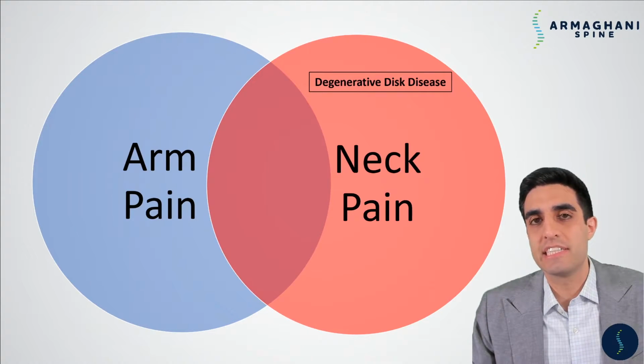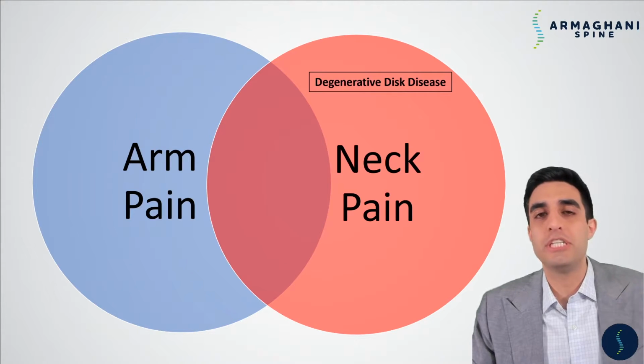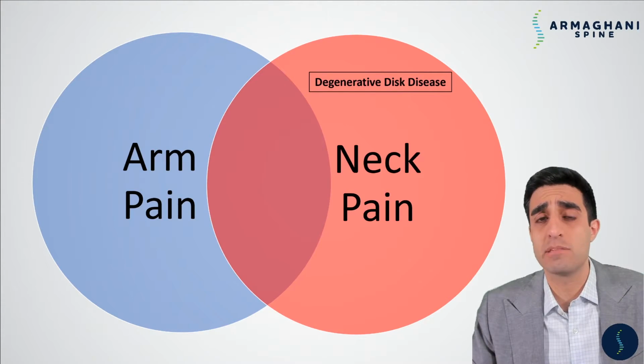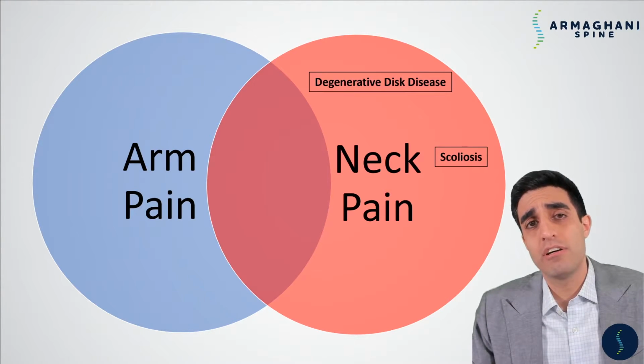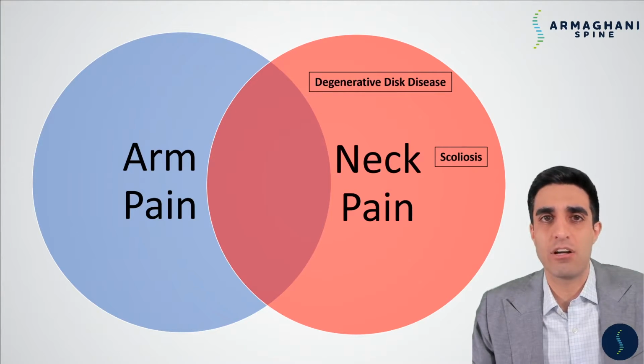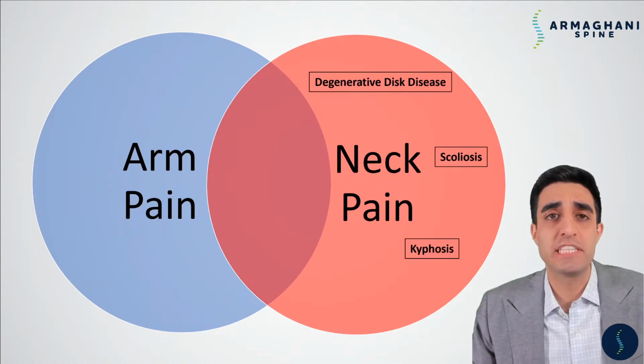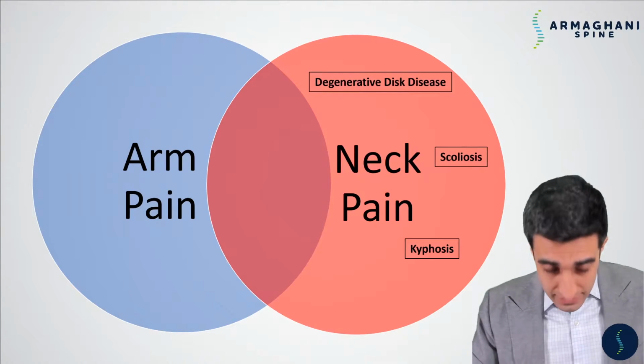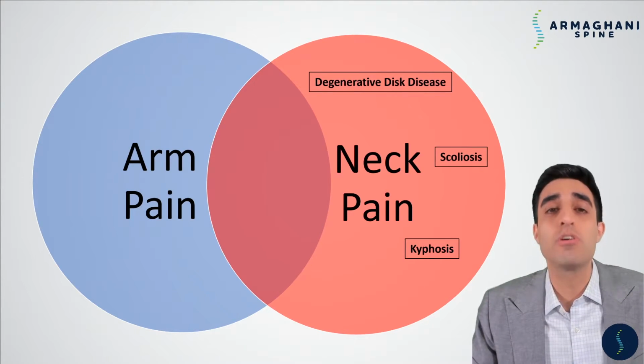Degenerative disc disease is something that can cause purely neck pain because of the normal age-appropriate degeneration of the discs, which can then cause bone spurs and arthritis in the back of the neck. Scoliosis is a curvature of the spine, which can cause muscular imbalances that can also cause exclusively neck pain. Kyphosis is a specific type of scoliosis where you have your chin falling down onto your chest and you have difficulty lifting your head up. That can commonly cause pain in the neck exclusively.